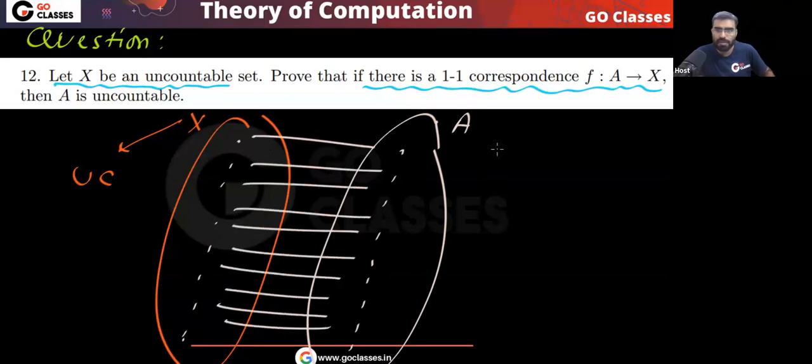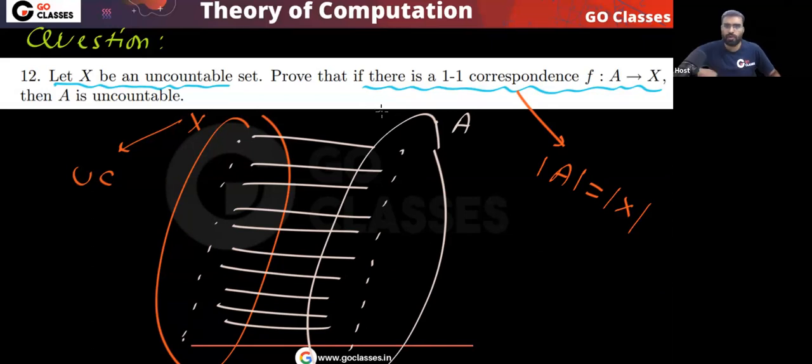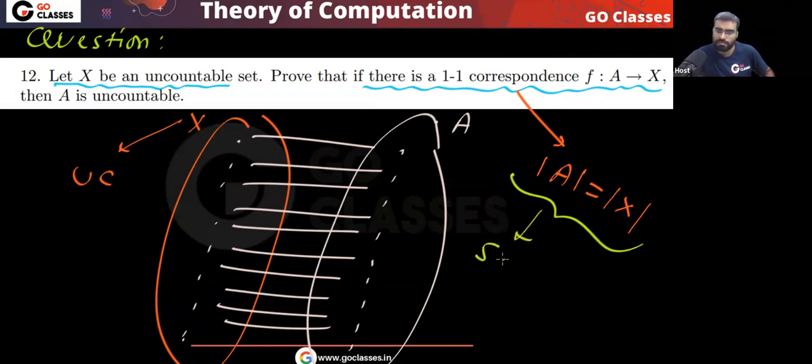Since a one-to-one correspondence is there, the size of set A is equal to the size of set X. Can I say that? Because there is a one-to-one correspondence, the size of set A is equal to the size of set X. Correct? Very simple. So A is also uncountable.